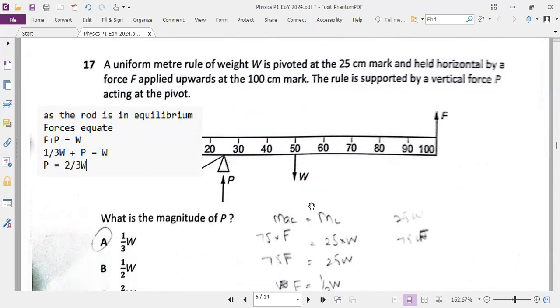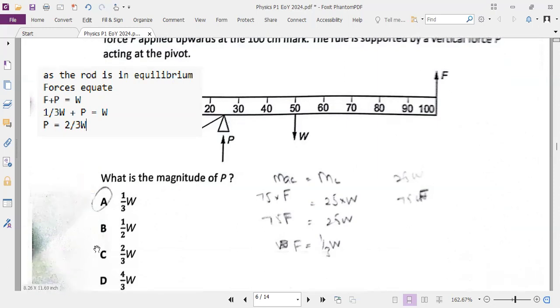Now you use this force and you think of the balanced forces. So the forces are in opposite direction, so they have to be equal in order for the equilibrium. So the F and P are added and equated to W, and then F's value is taken in form of W from here. 1 over 3W plus P is equal to W, and P will be W minus 1 over 3W, which is 2 over 3W. So the choice will be C.